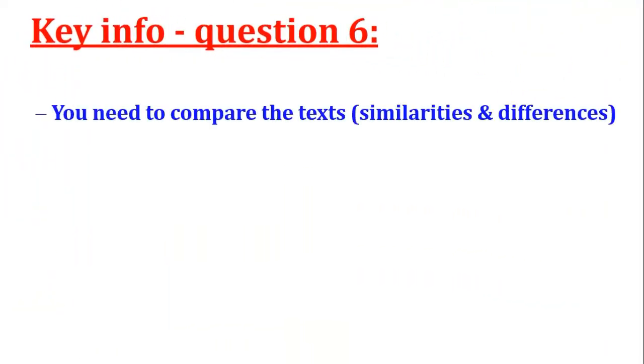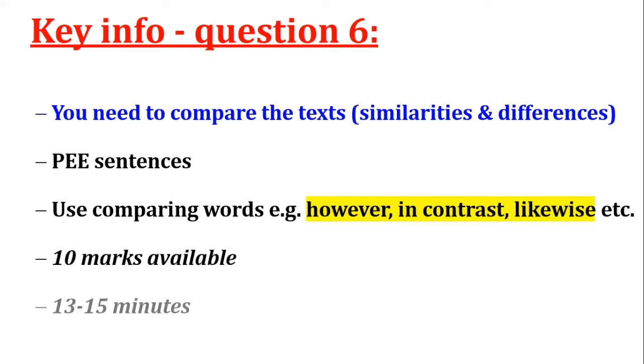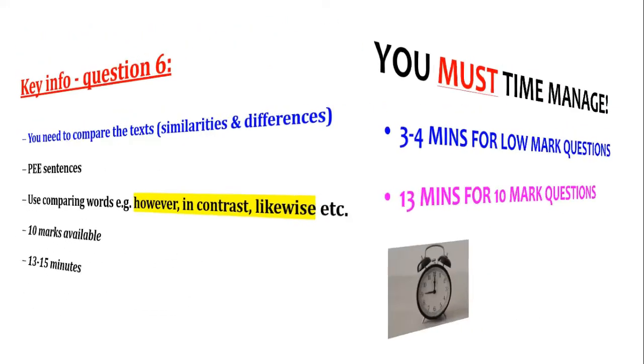So key info for question 6. You need to compare the texts, or say the similarities and differences. This is the only question in the exam where you do have to compare. Question 5, although we're talking about both texts, you just have to find the information. So this is the only one where we're talking about what is similar and what the differences are. You're going to probably do PE sentences. You're going to use comparing words or adverbials like however, in contrast, likewise. 10 marks are available, so we're looking at 13 to 15 minutes, like all the 10-mark questions.